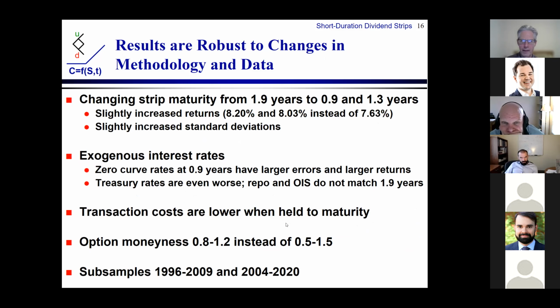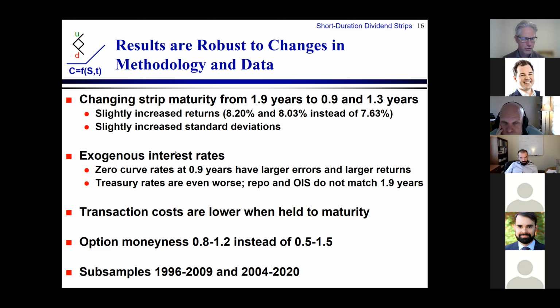Now, it's robust. And we can kick the tires, and we can change, for example, the strip maturity from 1.9 years to something shorter. So let's have it only 0.9 years, then run it for half a year and invest again into a new contract, or do this at the 1.3-year horizon, keep that for half a year, roll over. It doesn't really matter.